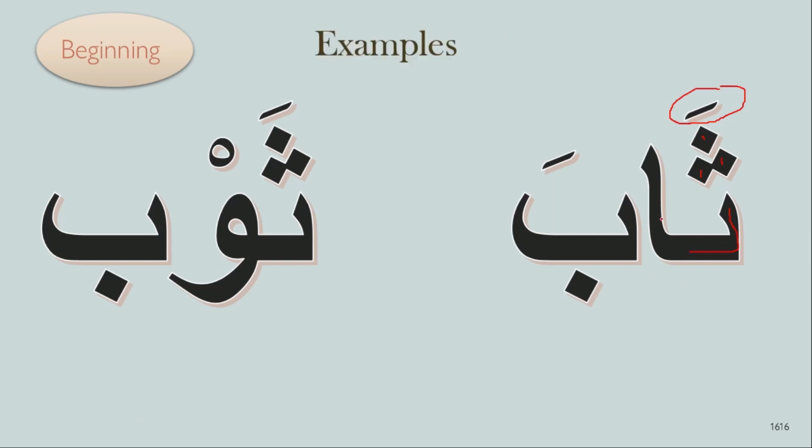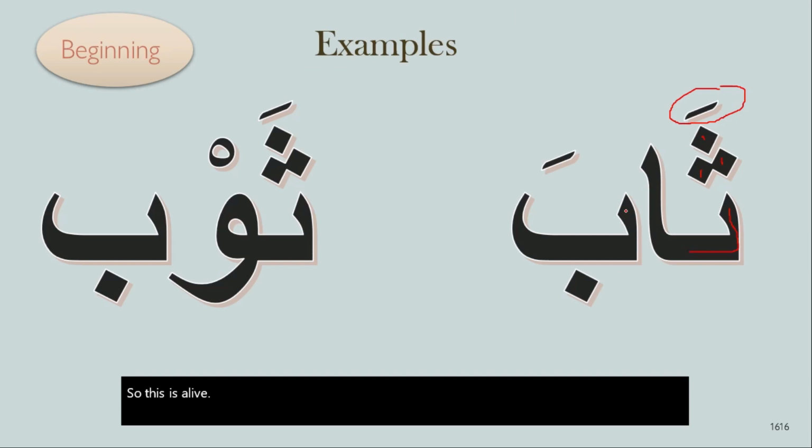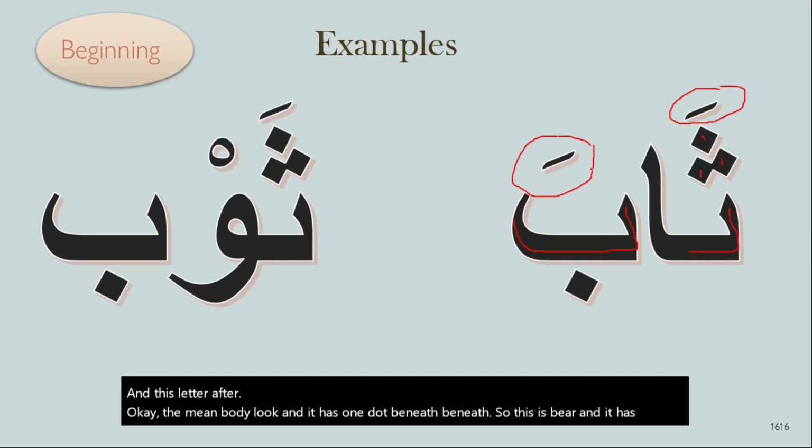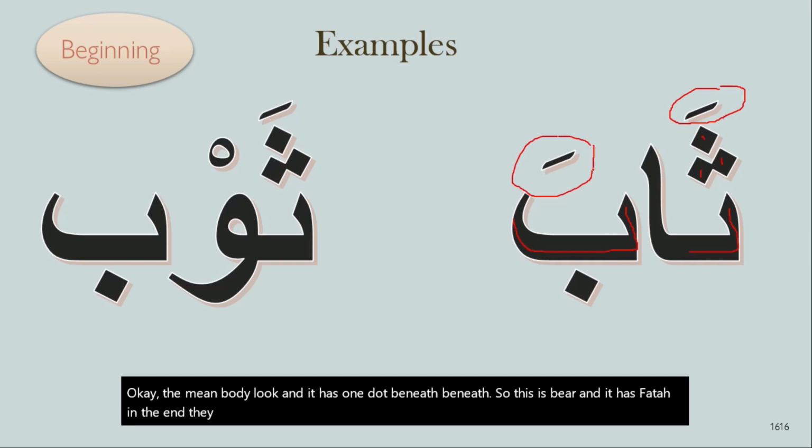So this is alif. And this letter after, the main body, has 1 dot beneath, so this is ba. And it has fatha in the end. This may be weird because we said that in the end of words the last letter doesn't have any harakat, any marks, and any vowels.